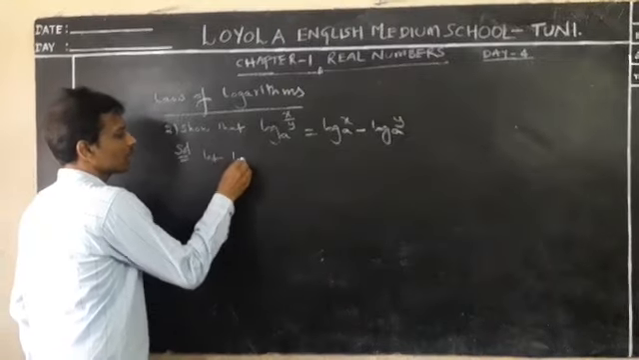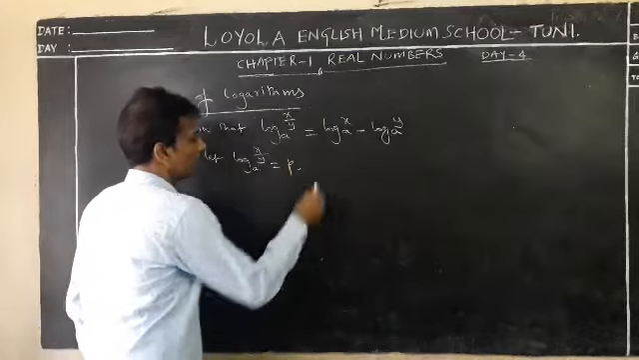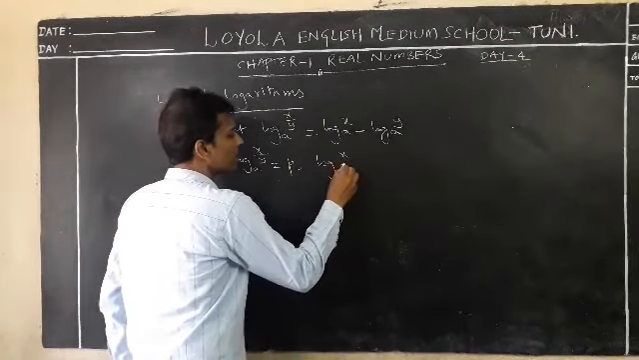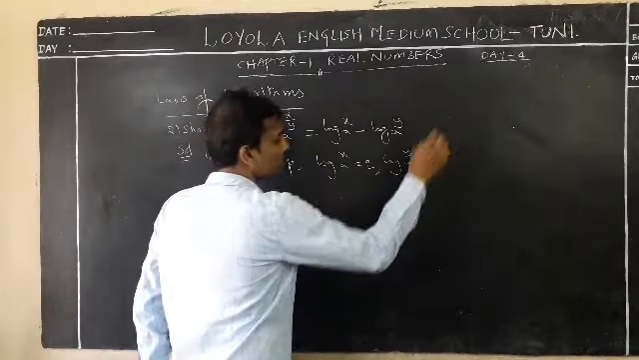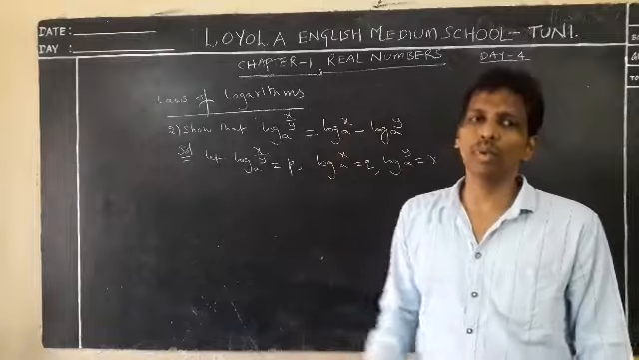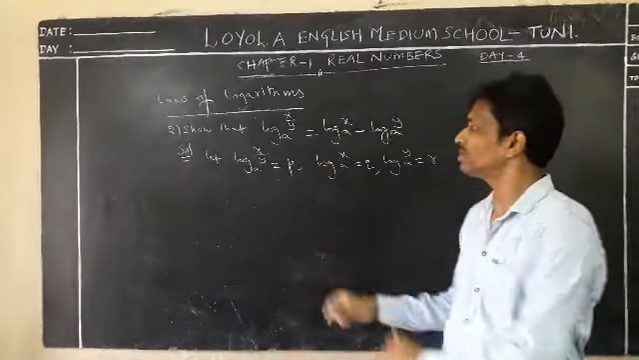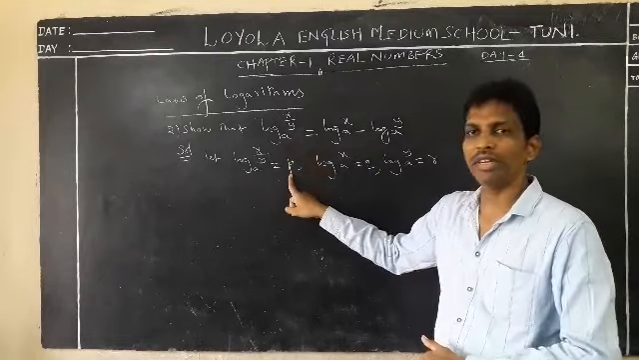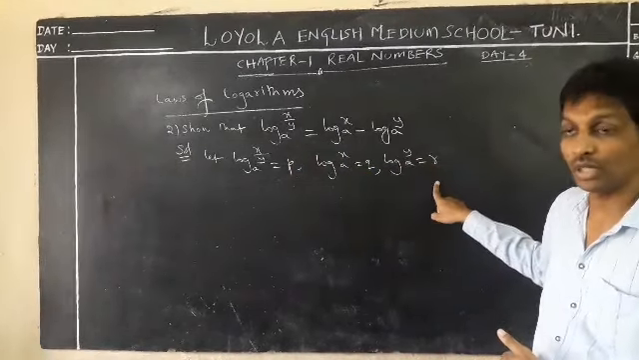Let log x by y to the base a equal to p, log x to the base a equals to q, log y to the base a equal to r. How do we assume in the above problem? The same, like that only we assume the three terms. So one term we are equating to p, second one we are equating to q, and the final one is we are equating to r.